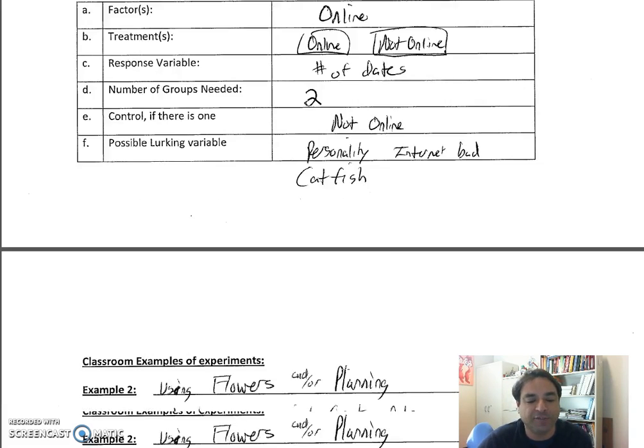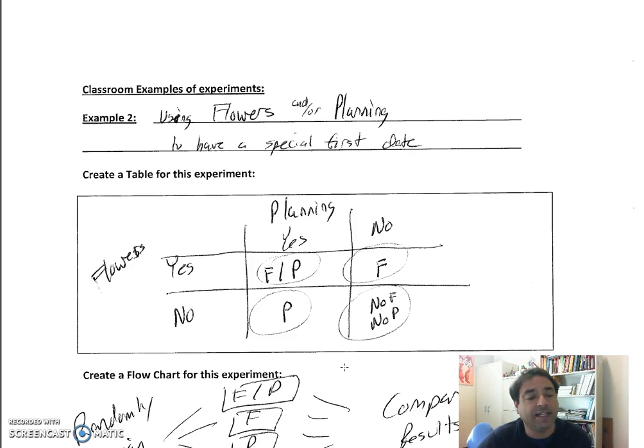Okay, next one. Let's say, again, we're still sticking with the theme of Valentine's Day. You want to have a good date. You got your first date, and 2 things you can do is have flowers and or planning to have a special first date. So in this case, we have 2 factors and we're mixing, but I didn't tell you how many flowers or how much to plan.